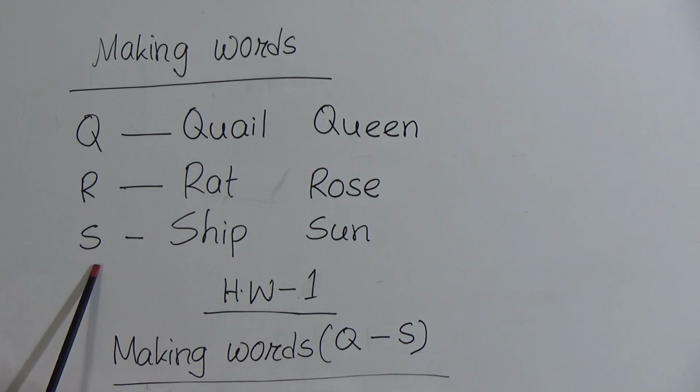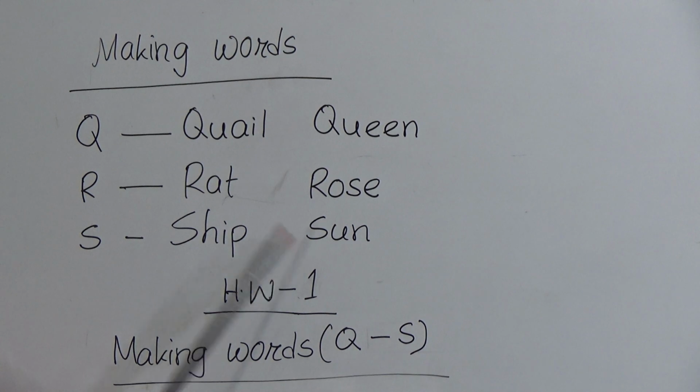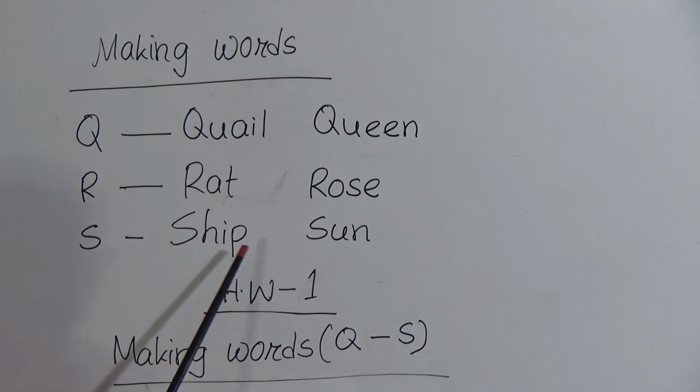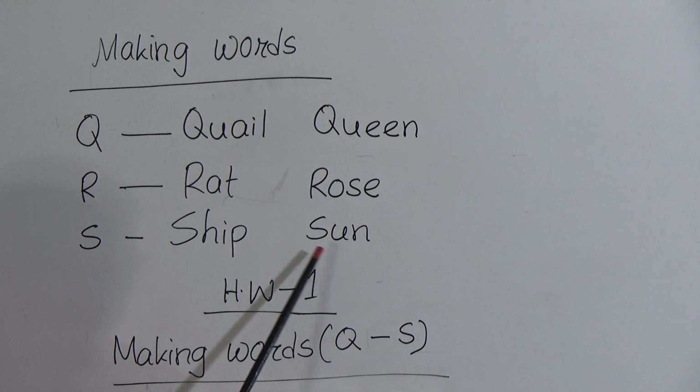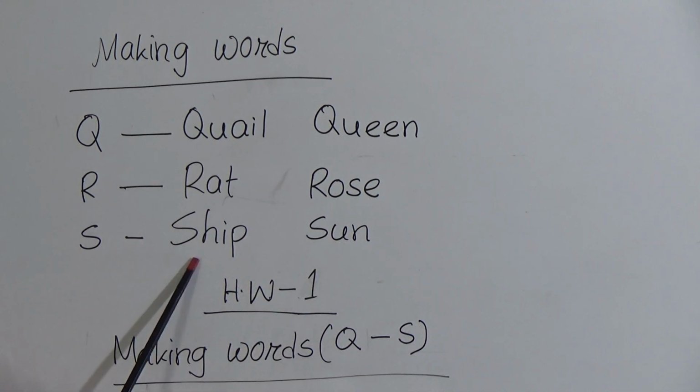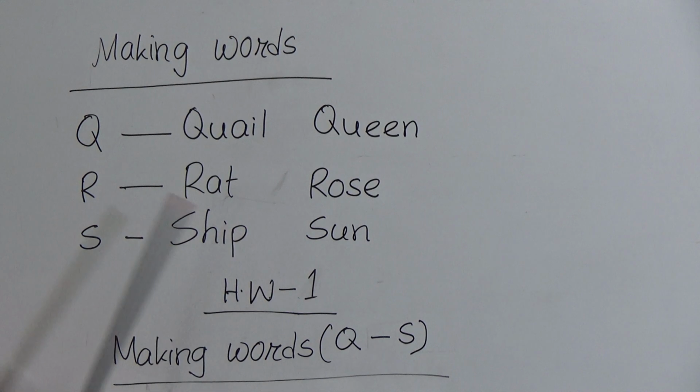Now S. S for sheep and S for sun. S-H-E-E-P, sheep. S-U-N, sun. So S for sheep and S for sun.